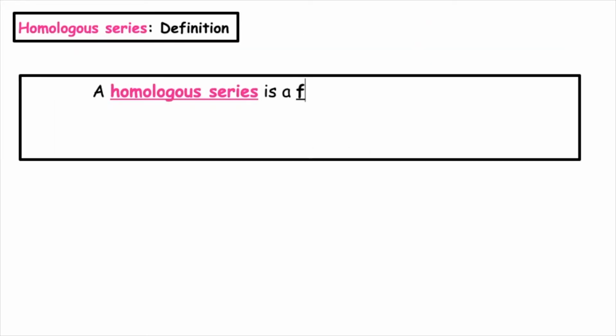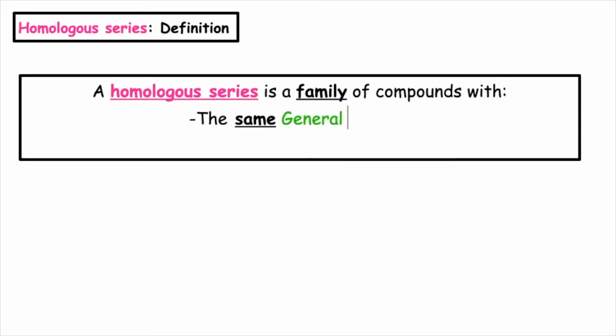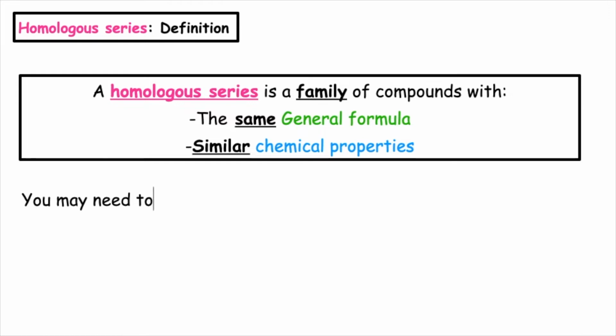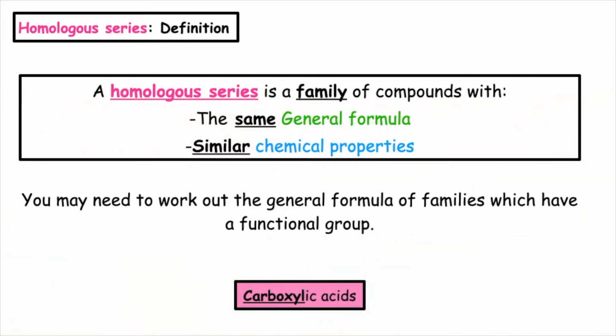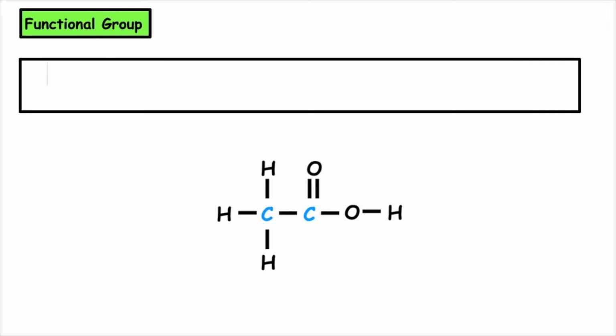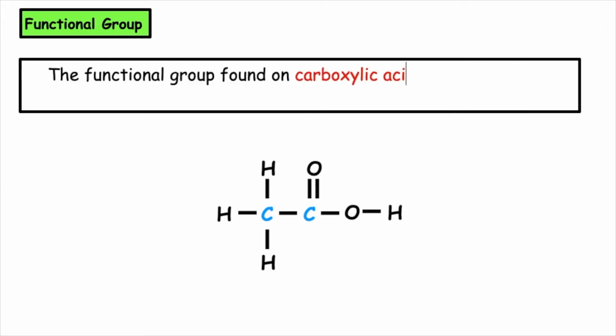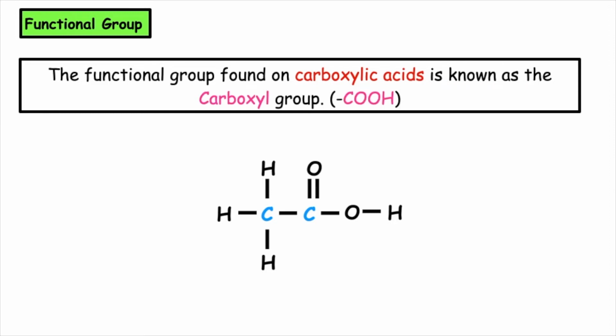A homologous series is a family of compounds with the same general formula and similar chemical properties. You may need to work out the general formula of families which have a functional group. In today's lesson, we're going to look at working out the general formula for the carboxylic acids. The functional group found in carboxylic acids is known as the carboxyl group, and this can be identified by a C double bond O, OH.